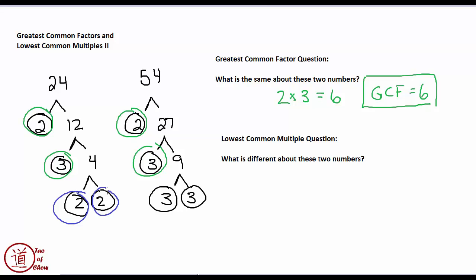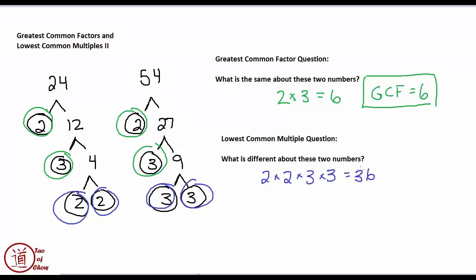A 2 and a 2. Alright, so we have a 2 and a 2, and a 3 and a 3. Now those are all the factors that are different between them. So 2 times 2 times 3 times 3. 2 times 2 is 4, times 3 is 12, times 3 is 36.